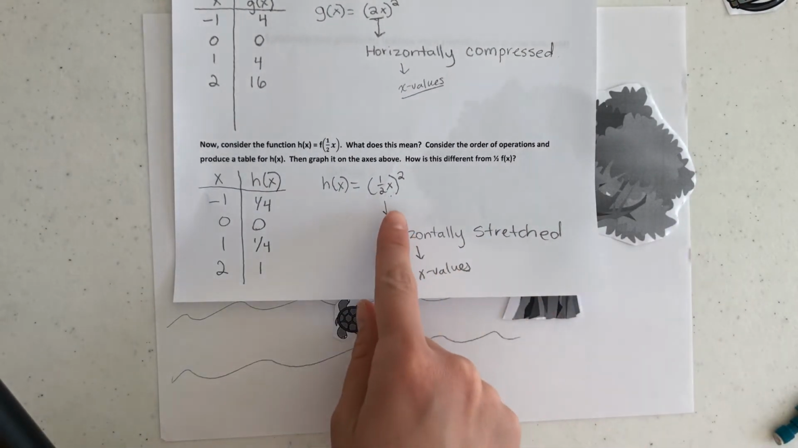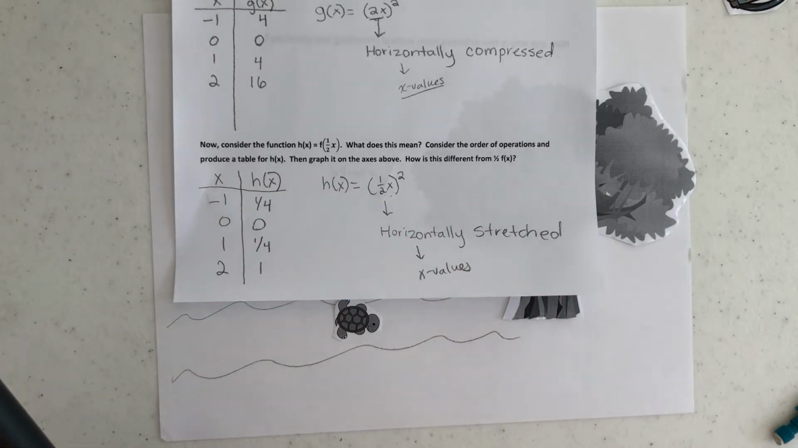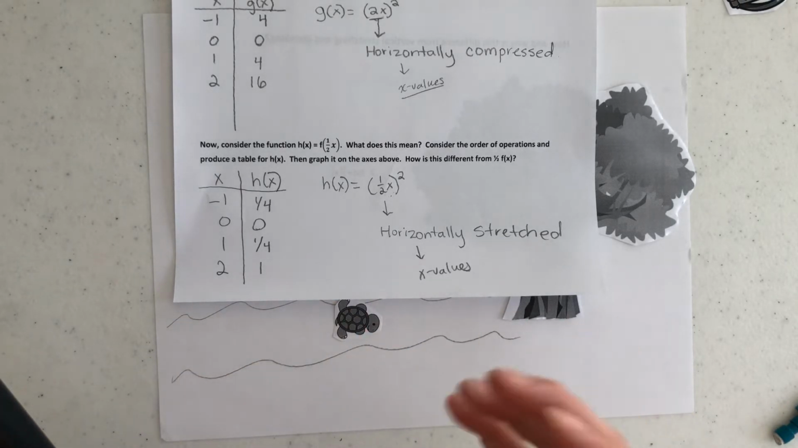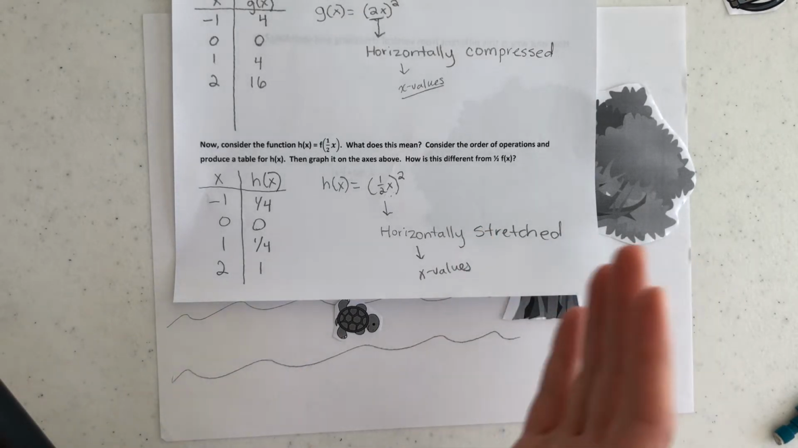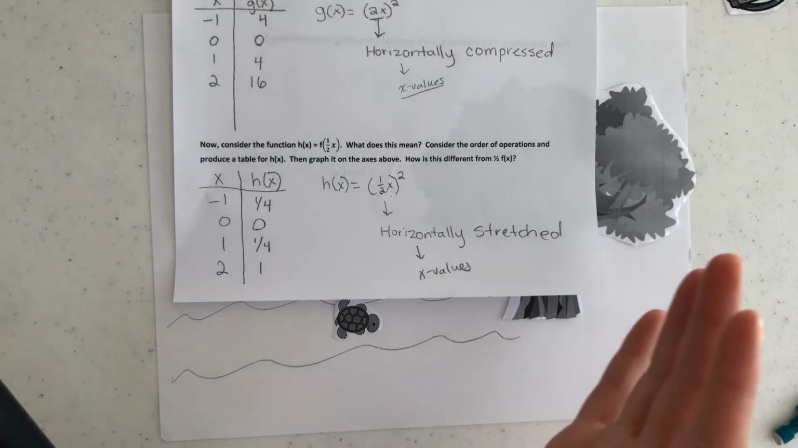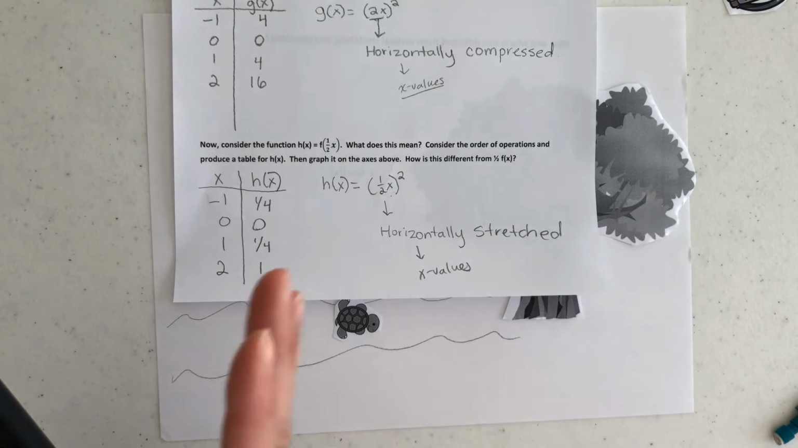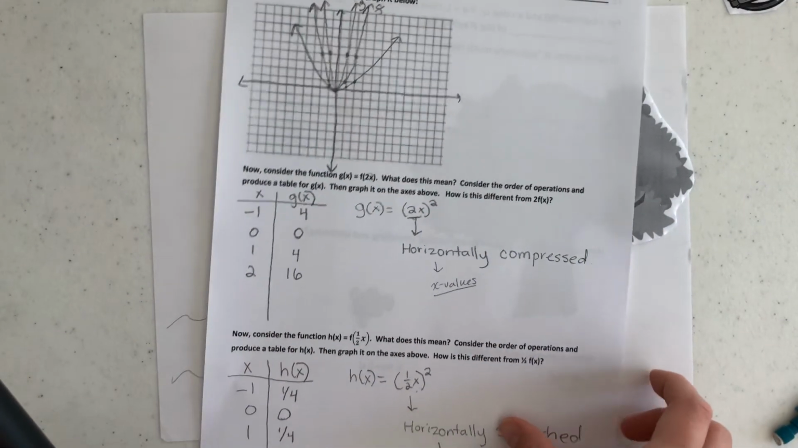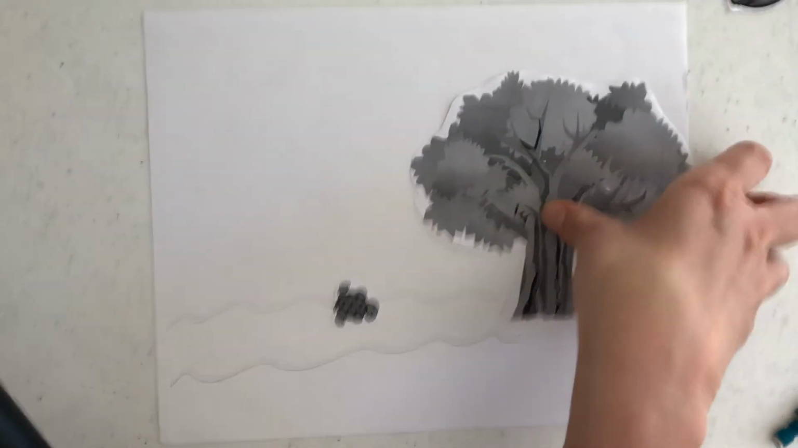Versus if I multiply my x's by a half before squaring, well, I'm constantly multiplying by a half every time I plug in a number, and it's going to take me all day to get this graph done. It's going to stretch it out quite a bit so that the graph takes up a lot more time and a lot more space, a lot more of the x-axis. So just something to think about, why that is the way that it is.